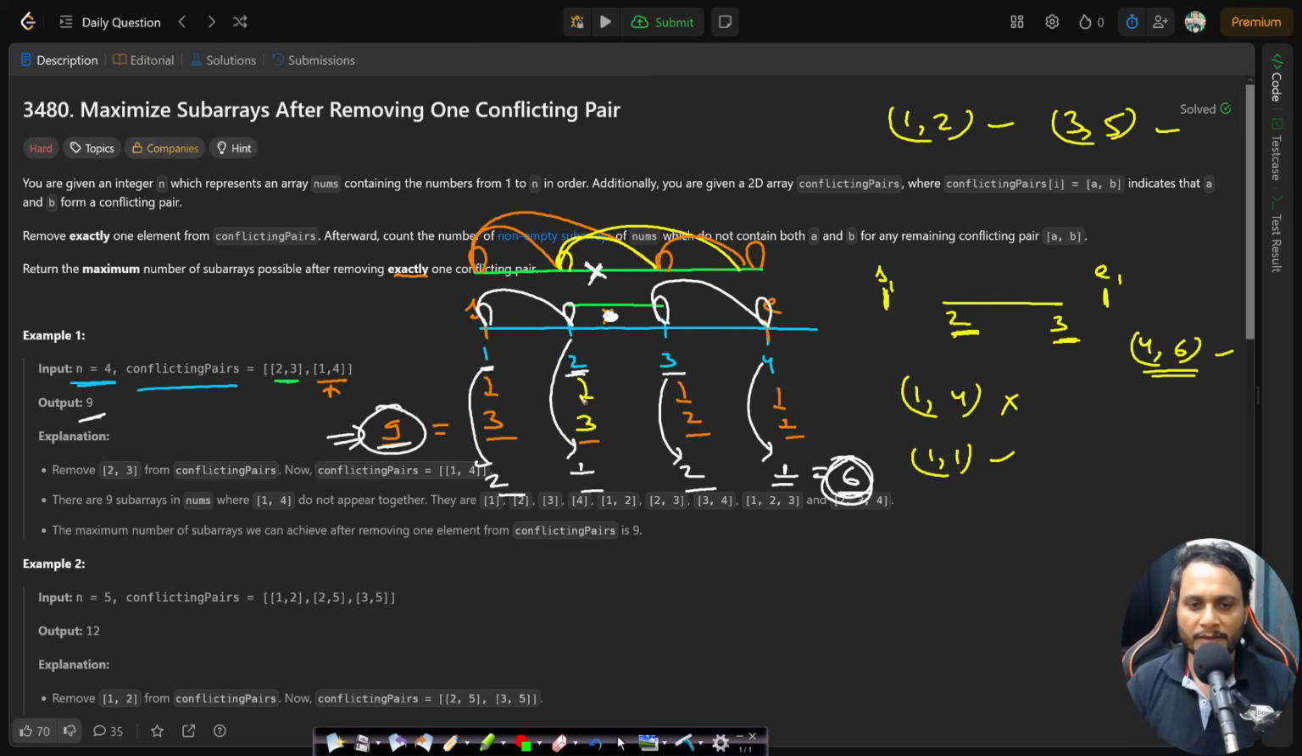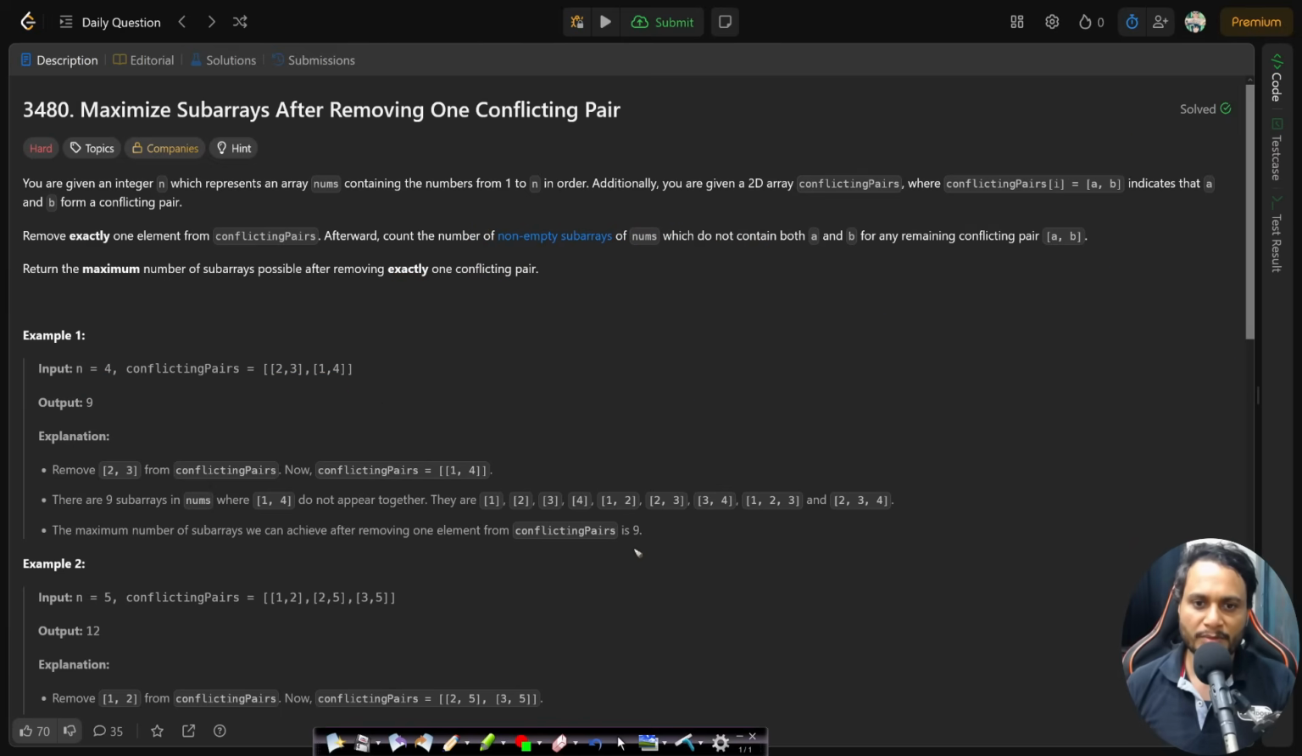Okay. So I hope you have understood the problem. What is the meaning of a valid subarray and what exactly the conflicting pair is doing, right? So we can try to remove each of the conflicting pairs one by one.